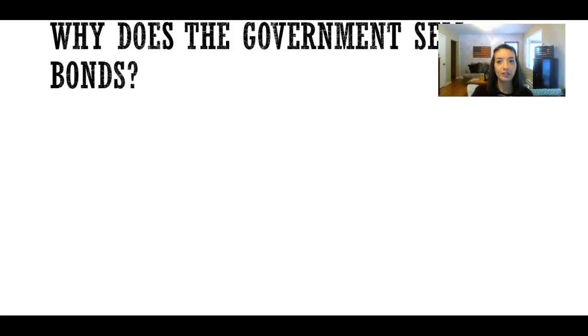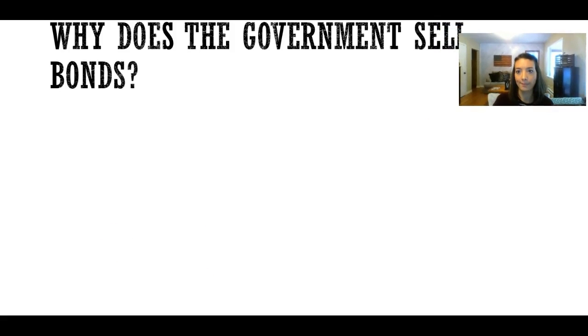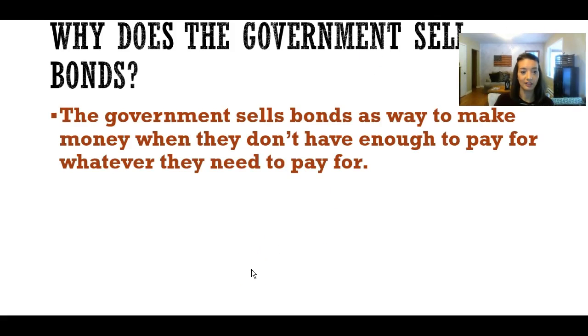Okay, so I'm going to move my picture here. It says, why does the government sell bonds? Anybody have an idea? Well, there we go. The government sells bonds as a way to make money when they don't have enough to pay for whatever it is that they need to pay for.